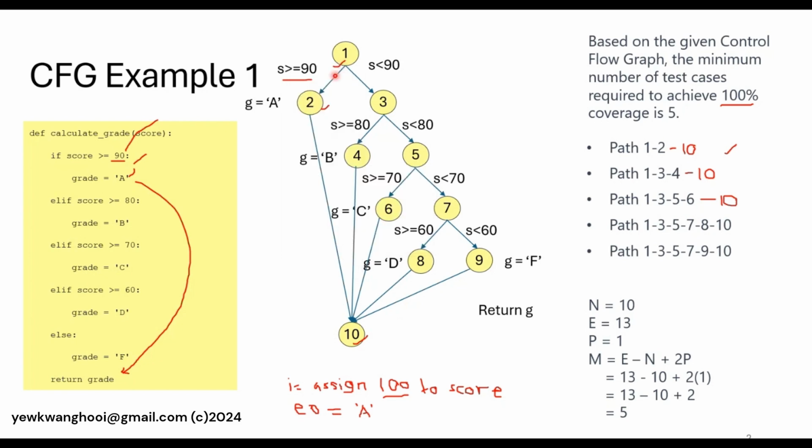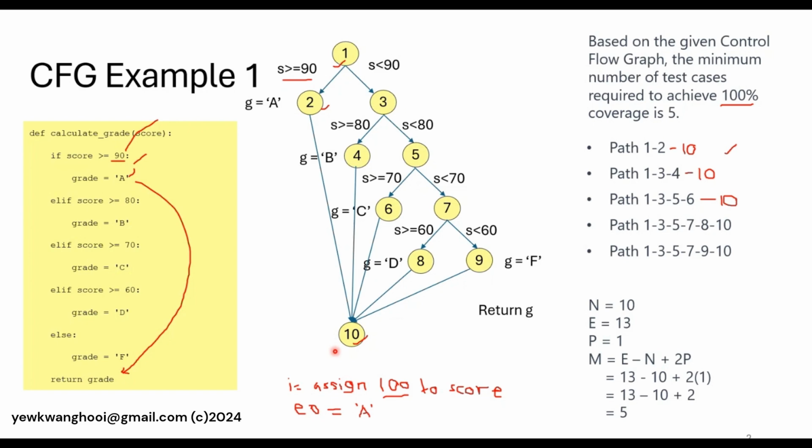1 to 10. Now, let's say I want to test this route: 1, 3, 5, 7, 9. What is the input I should use so that I can test the code? I mean, black box, white box, that doesn't matter. In this case, let's call it white box because we're using CFG. So how do we make sure that the code will be executed this way? 1, 3, 5, 7, 9, 10.